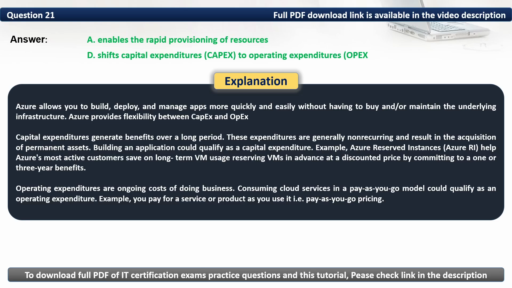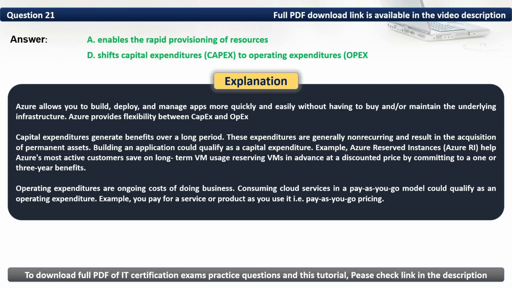Capital expenditures generate benefits over a long period. These expenditures are generally non-recurring and result in the acquisition of permanent assets. Building an application could qualify as a capital expenditure. Example, Azure reserved instances help Azure's most active customers save on long-term virtual machine usage, reserving virtual machines in advance at a discounted price by committing to a 1 or 3 year term.